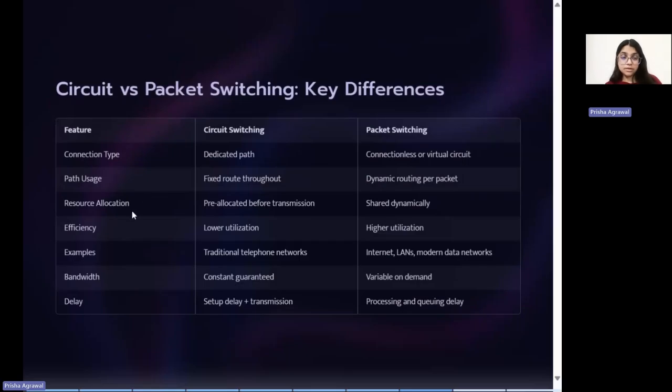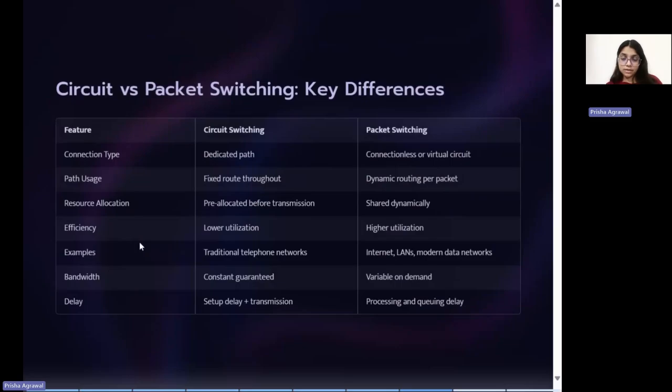The third difference is resource allocation. In circuit switching, network resources such as bandwidth are reserved before communication begins, which ensures predictable performance but may result in inefficient resource utilization. In packet switching, resources are shared dynamically among multiple users, which allows the network to support a much larger number of simultaneous communications.